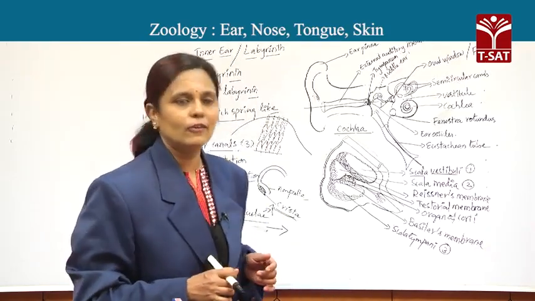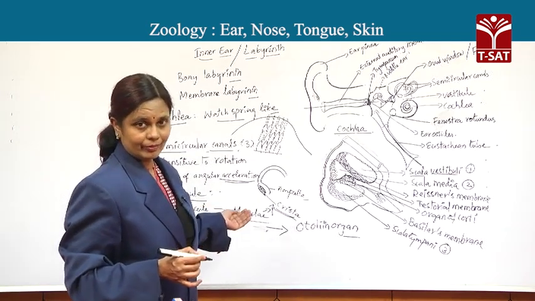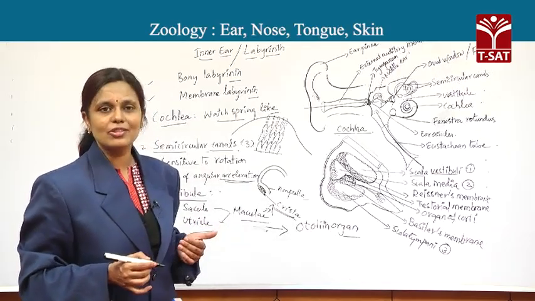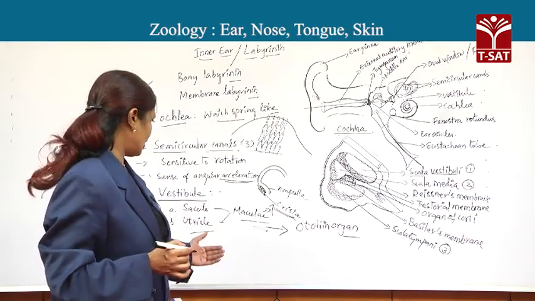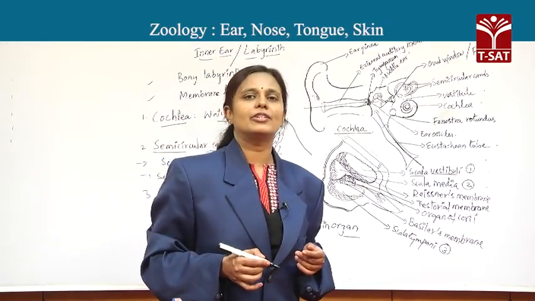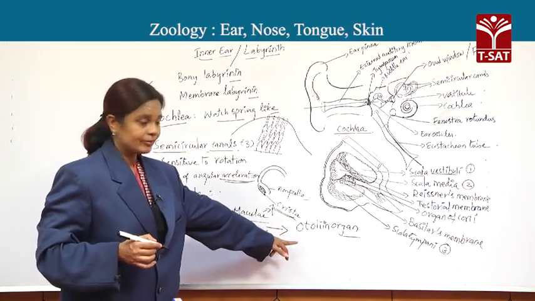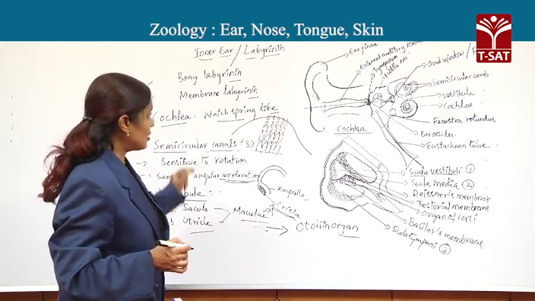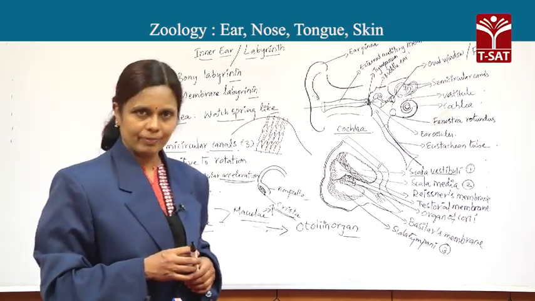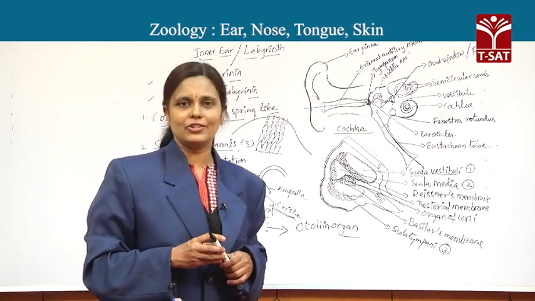as otolith organ. So, otolith organ is sensitive to gravitation, where the macula of saccule provides a sense of vertical acceleration, whereas macula of utricle provides a sense of horizontal acceleration. Now, this otolith organ along with semicircular canals together is called as vestibular apparatus. Now, this vestibular apparatus is sensitive to body balance.